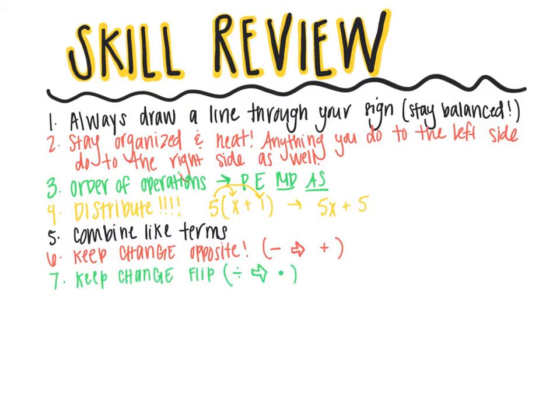And number 6 kind of goes hand in hand with number 7, which is keep, change, flip. So anytime you are dividing a fraction, you turn that division into multiplication by doing keep, change, flip. And then the last thing I wanted to review with you today is to just always try to eliminate your fractions, whether you want to turn them into decimals, or you can just multiply the entire equation by the denominator, and then they'll be eliminated, okay?